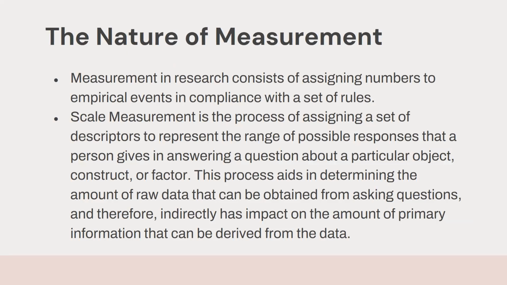So the nature of measurement. Measurement in research consists of assigning numbers to empirical events in compliance with a set of rules. So scale measurement is the process of assigning a set of descriptors to represent the range of possible responses that a person gives in answering a question about a particular object, construct, or factor. So this process aids in determining the amount of raw data that can be obtained from asking questions and therefore indirectly has impact on the amount of primary information that can be derived from the data.